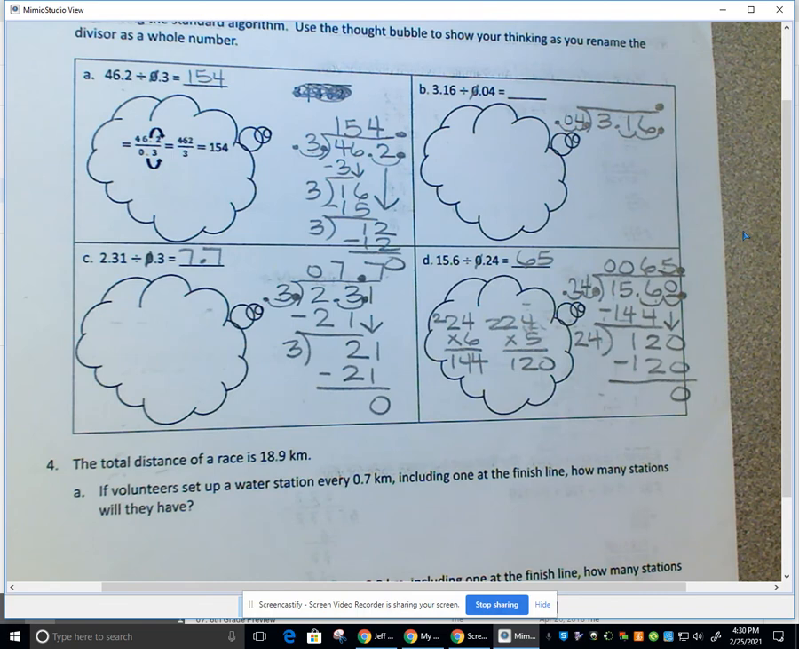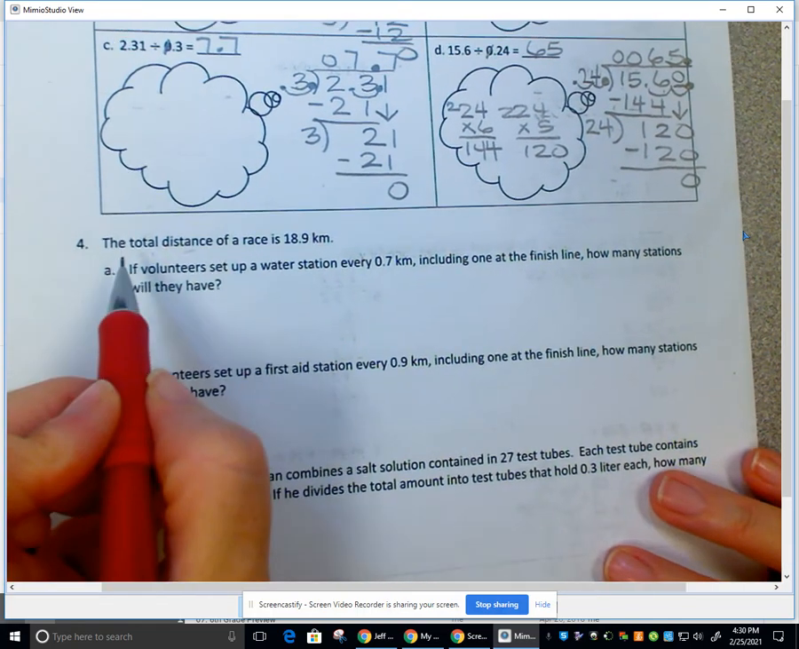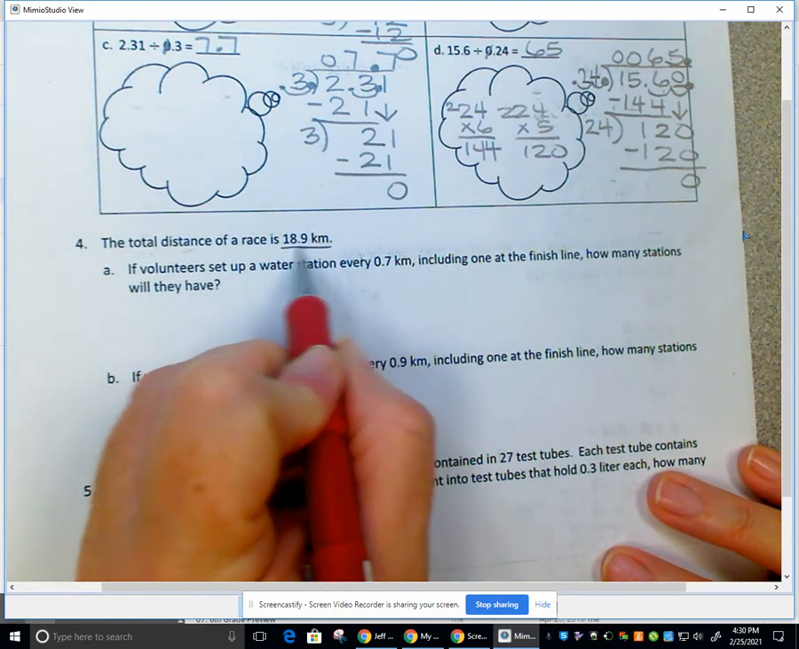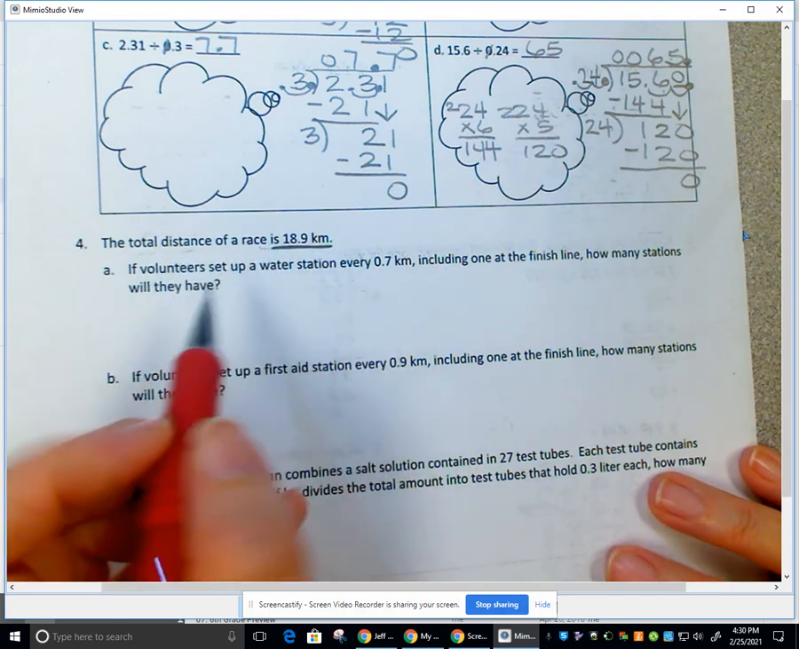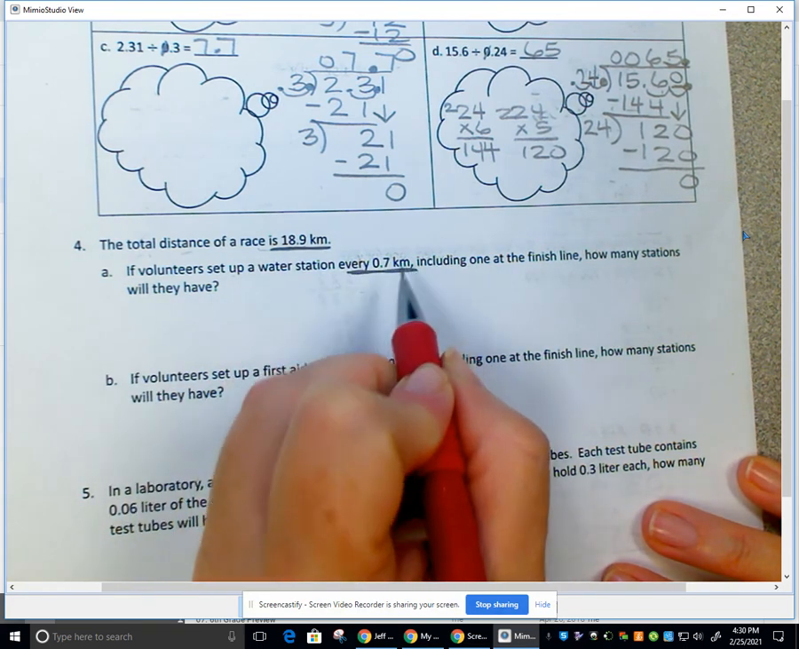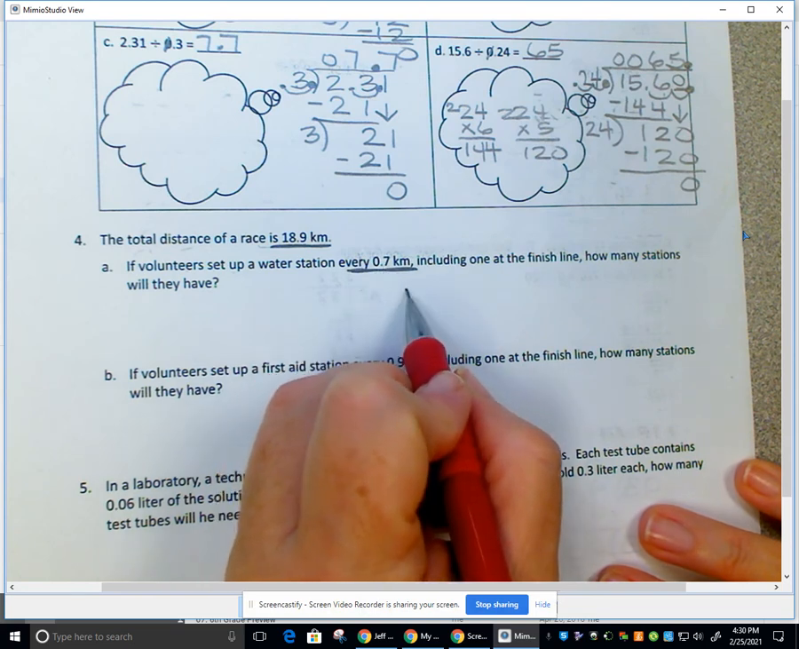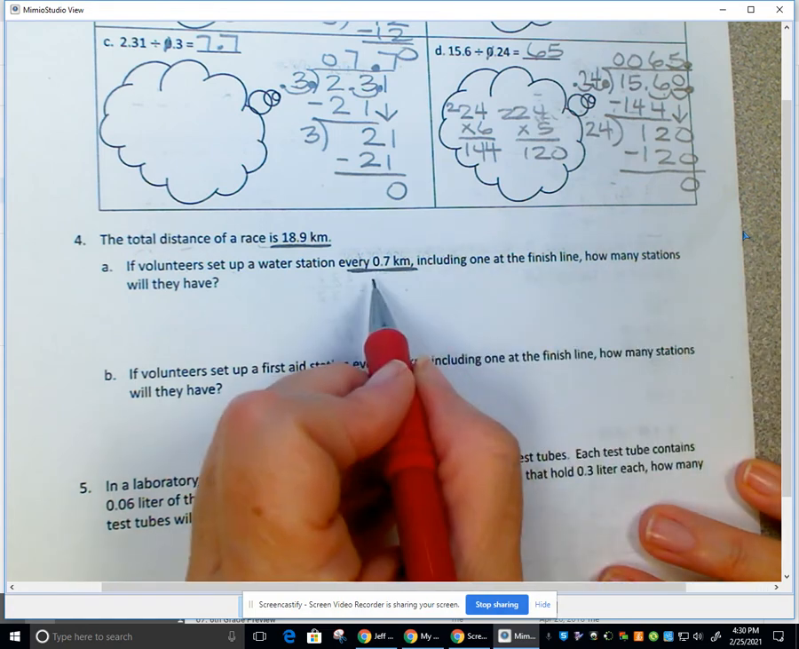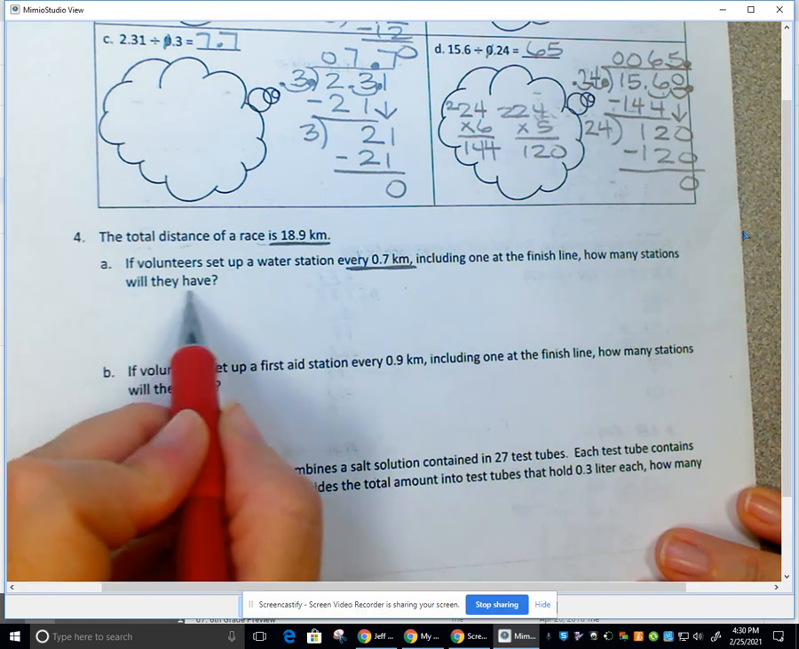Now, let's look at down here, number 4. The total distance of a race is 18 9/10 kilometers. That's the total distance. If volunteers set up a water station every 7/10 kilometer, that means every 7/10 kilometer they're going to put some water out. Go 7/10 more, put more water out. More water. Every 7/10 they're going to put water out, including one at the finish line. How many stations will they have?